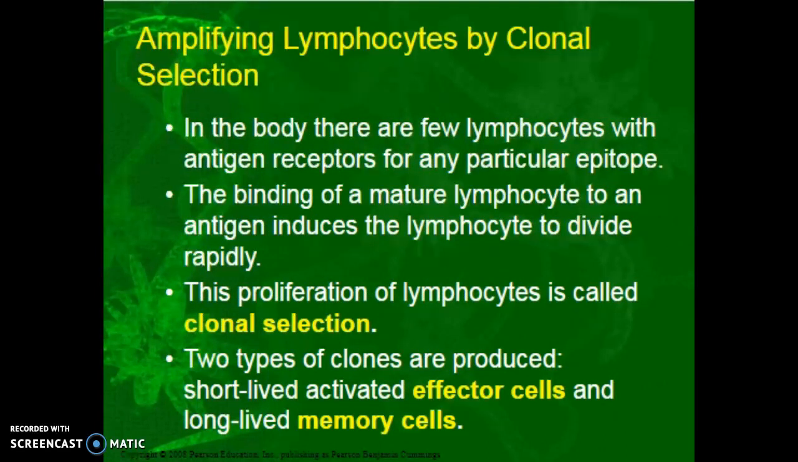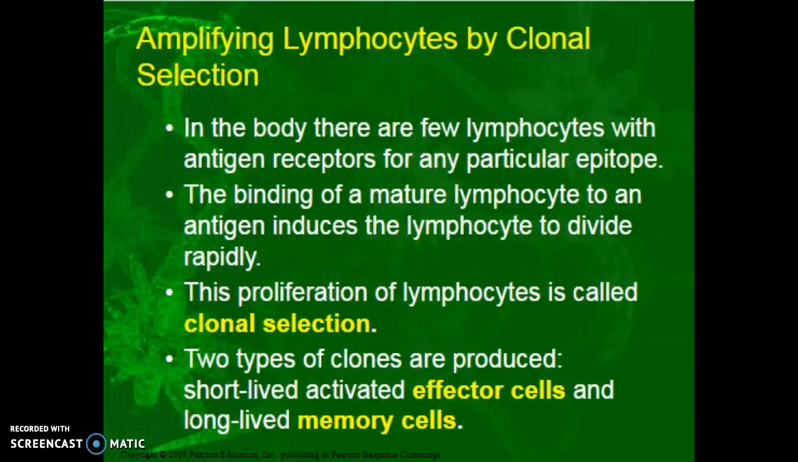Okay, moving forward, we're looking at how we amplify lymphocytes, or how we make more lymphocytes. We're not talking about expression, but how we take a lymphocyte that exists and make many copies. Because we don't need one copy, we need many copies. Essentially, it's going to use the process of mitosis. We're going to use clonal selection. So we're going to produce two types of clones of the mature lymphocyte.